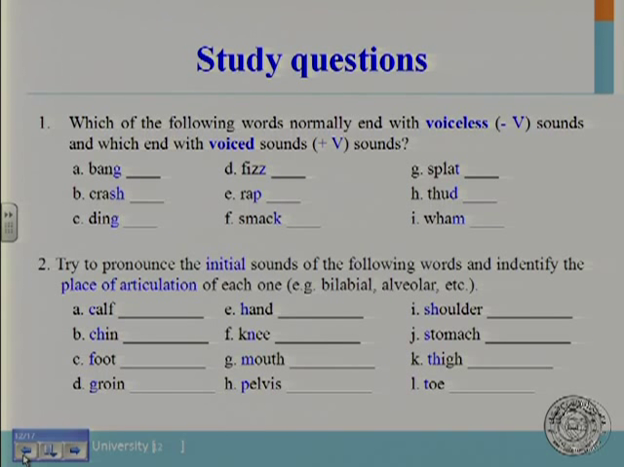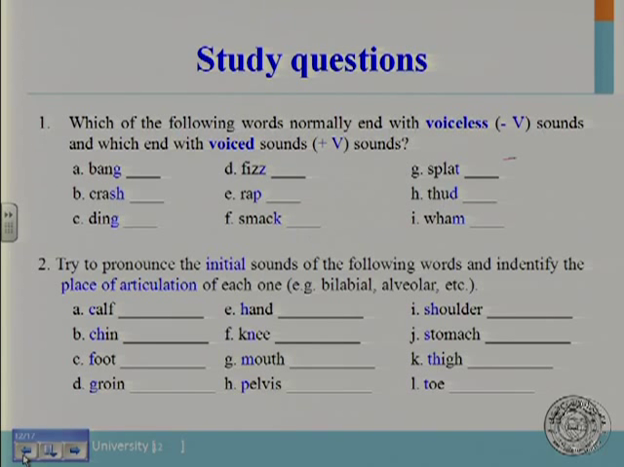Now, question number one, please pay attention. Which of the following words normally end with voiceless sounds, and which end with voiced sounds? If the sound is voiceless, we are going to use minus V, which means no voice, voiceless. But if it is voiced, we will use plus V, positive V, which means that the sound is voiced.